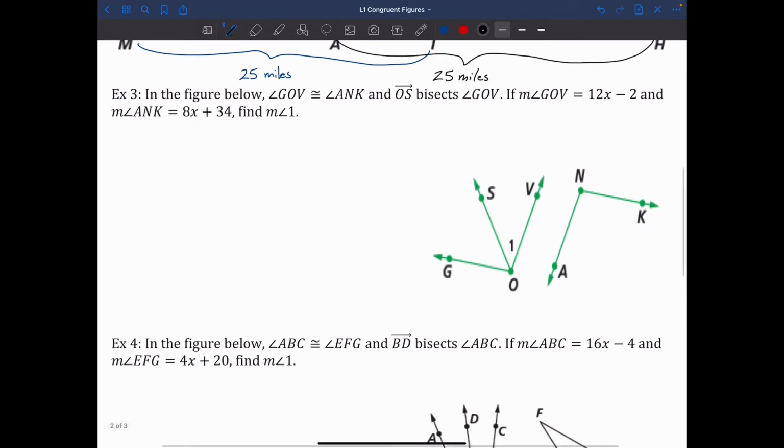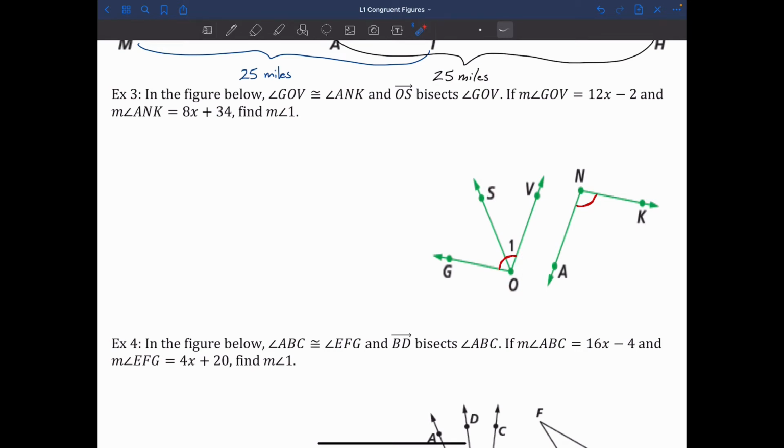In this figure, we know that angle GOV is congruent to angle ANK. So again, let's mark that. GOV is this entire thing right here where I'm putting the red down. ANK is this other one where I'm putting the second little red mark. The next thing it's telling me is that OS bisects angle GOV. So OS over here on the left one is cutting that red angle in half.